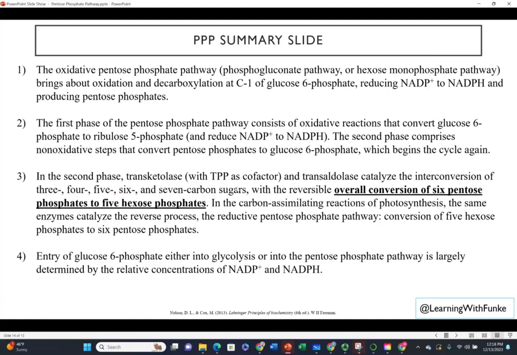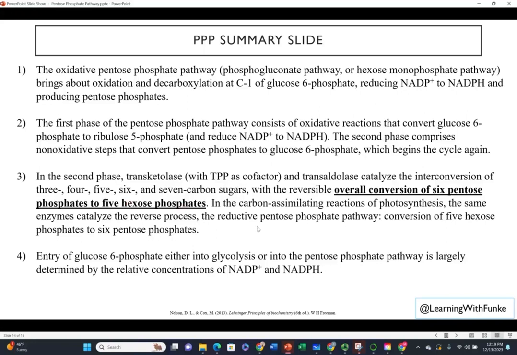But overall, in these reversible reaction steps, we end up having the conversion of 6 pentose phosphates, so 6 5-carbon compounds, to 5 6-carbon compounds, so 5 hexose phosphates. And we did that math in the previous slide. If you don't understand, please go back and watch it. We had that image where we counted the number of 5-carbon compounds and the number of 6-carbon compounds, and we ended up going from 6 5-carbon compounds to 5 6-carbon compounds.